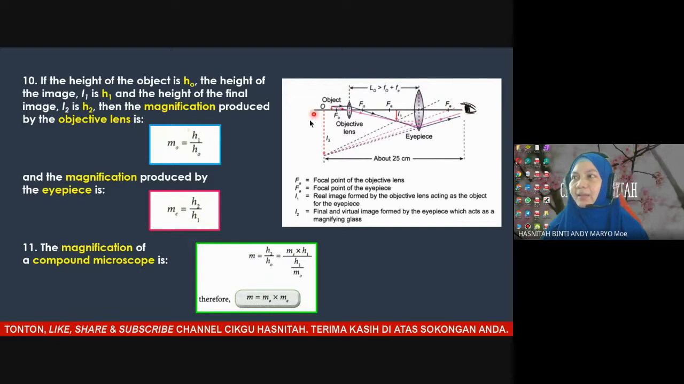This is again the diagram for the objective lens and eyepiece of the microscope, and this is the footnote: what is FO, what is FE, what is I1, and what is I2. So are you clear how our microscope functions? This is the first object, the specimen, the microorganism. This is the first image formed by the objective lens. It is real, inverted, and magnified. And this is the second or final image which is formed. It is virtual, magnified, and inverted compared to the object. So you have to remember the characteristics of the image formed by the objective lens and the characteristics of the image formed by the eyepiece as well.